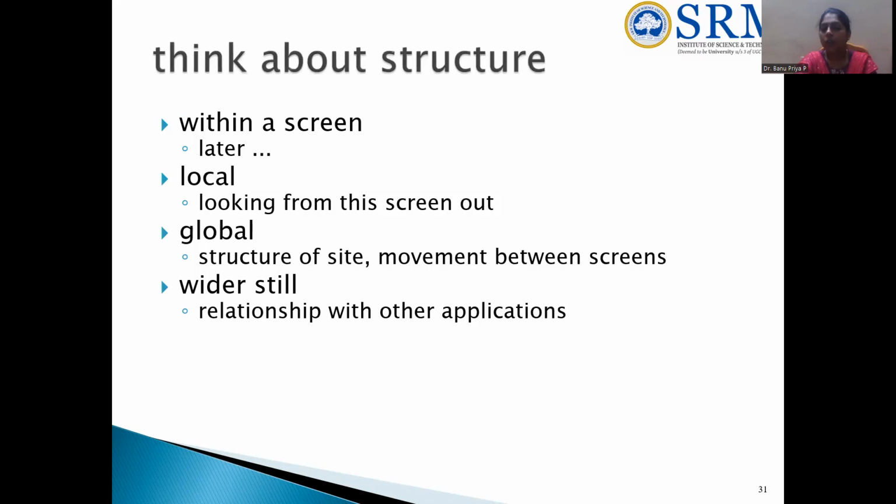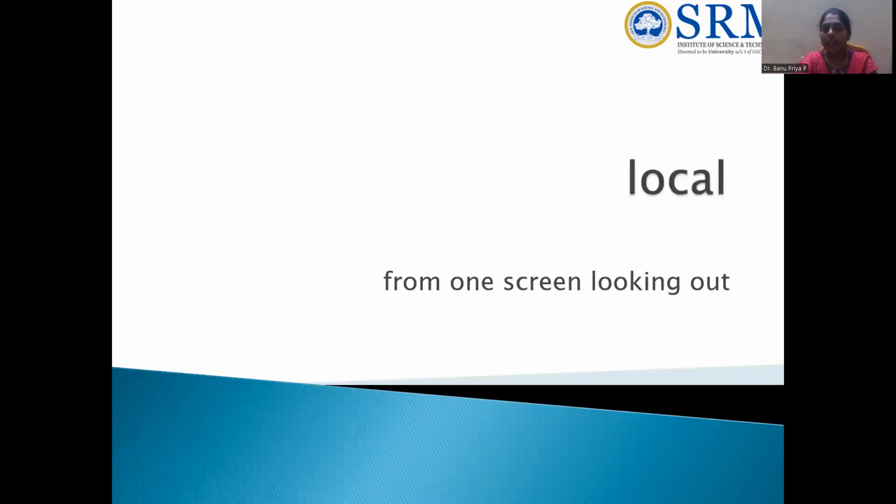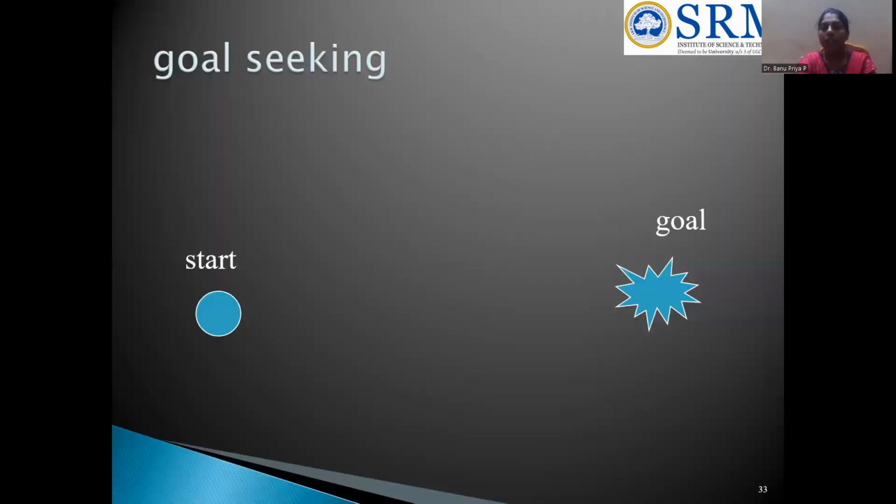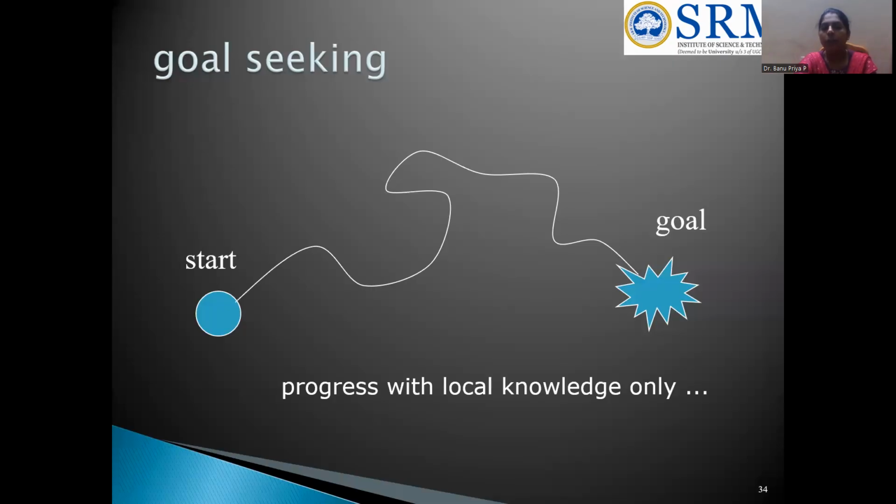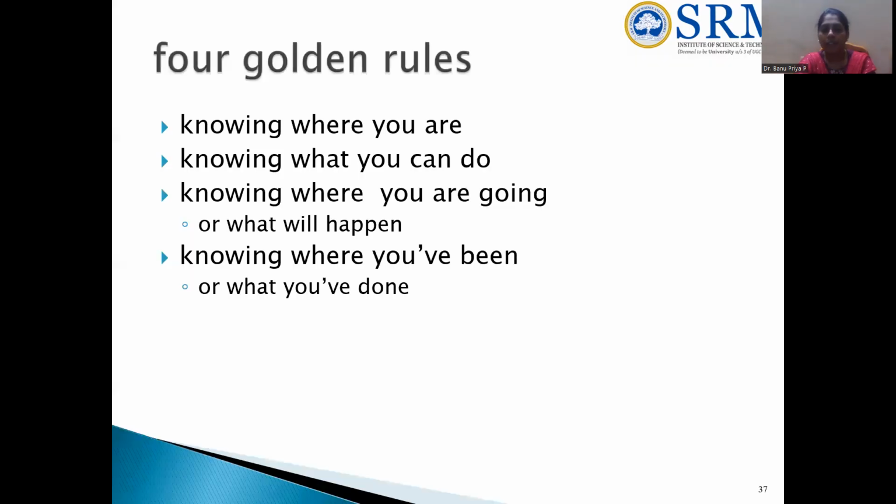Within a screen or a local screen, a global screen, or a wider still screen, thinking about the structure. If it is local, then automatically it is goal seeking. Start and now reach towards the goal. The progress with local knowledge alone is done if it is local. But you can get to the goal. However, if you have any issues in the middle, you cannot. You get trapped in that.